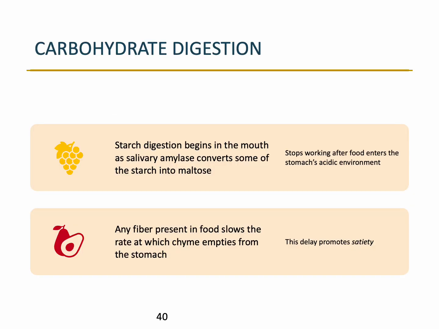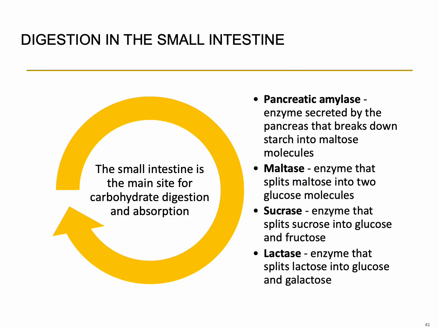Okay, jumping into carbohydrate digestion. We begin digestion in the mouth. We have some chemical digestion where salivary amylase converts some of the starches in carbohydrate foods into maltose. Remember that disaccharide. From the mouth, we go to the stomach, but in the stomach, there is no carbohydrate digestion going on. So we'll skip the stomach and go right into the small intestine.